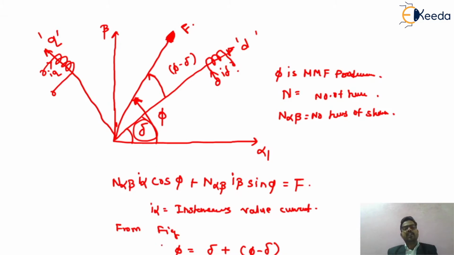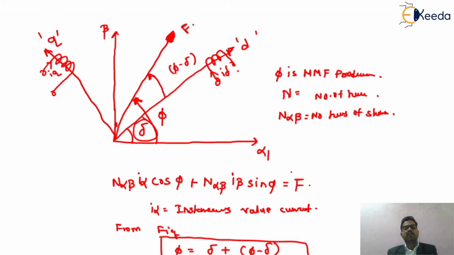So if you want to get the value of phi, delta is the angle between the reference frame, that is the alpha frame, and the d axis. And what do you mean by the angle? We call it phi. So this will be the angle, which is equal to phi minus delta. So phi is equal to delta plus the angle you get from your phasor representation.